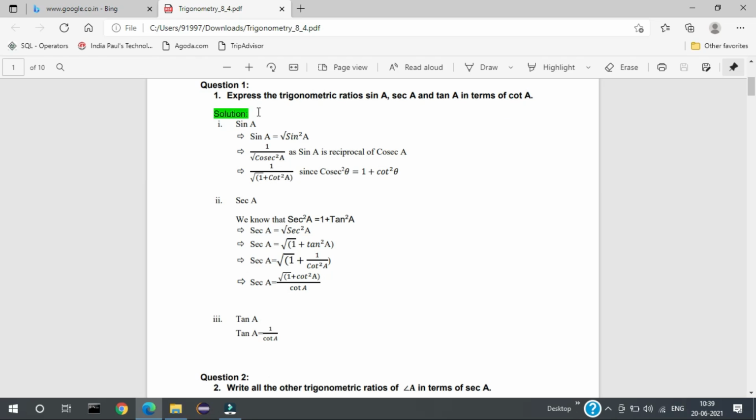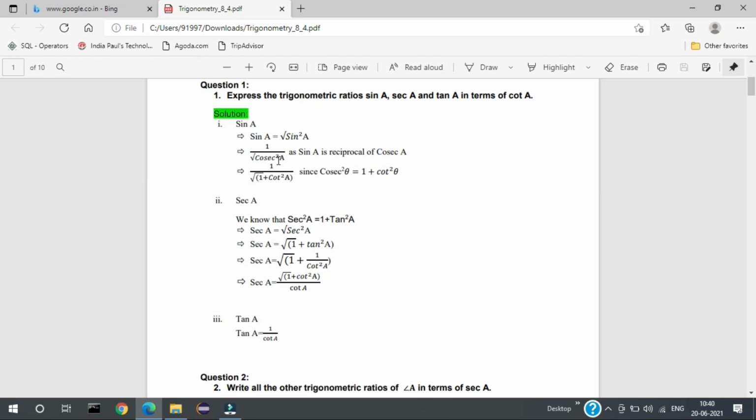We will get the solution. Coming to the solution, sin A. Sin A can be written as the root of sin square A. How can we write it in cosecant form? 1 by cosecant A equals sin A, or 1 by sin A equals cosecant A. So the root of sin square A can be written in the form 1 by root of cosecant square A.